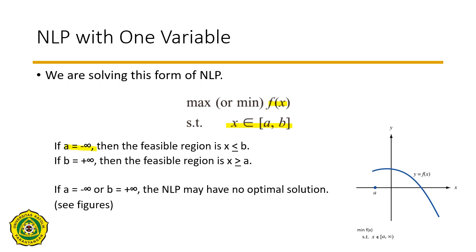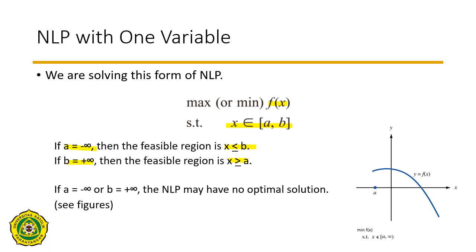If a equals minus infinity, then it is the same as saying that x must be less than or equal to b. If b is plus infinity, then it is the same as saying that x must be greater than or equal to a. If a equals minus infinity or b equals plus infinity, it may be the case that the NLP has no optimal solution.